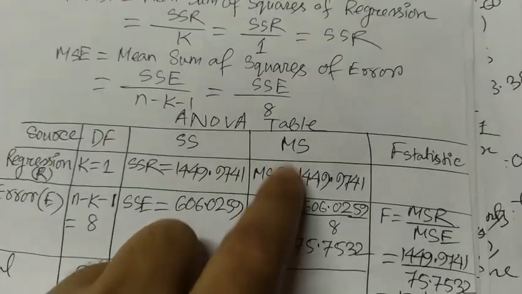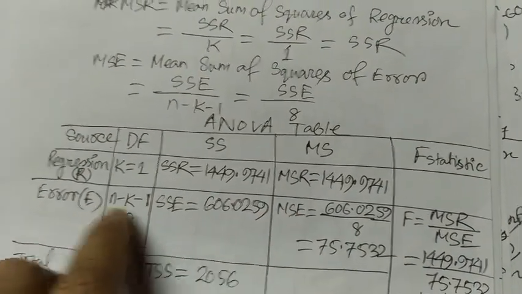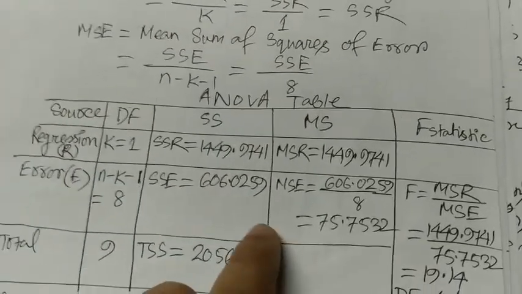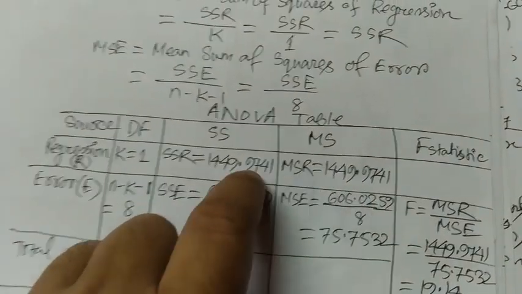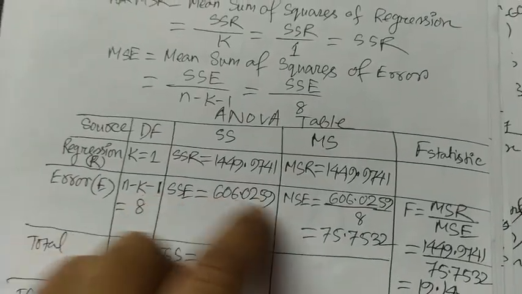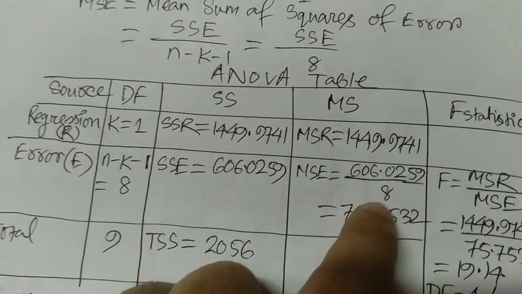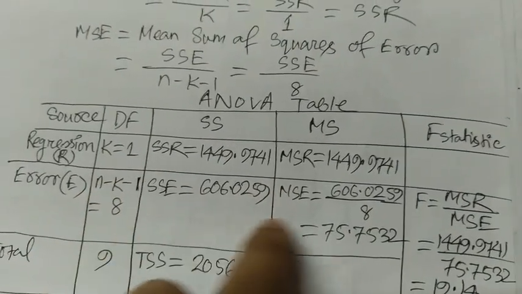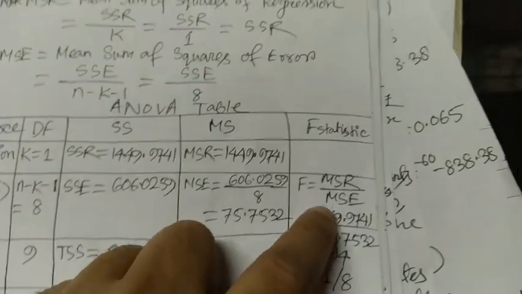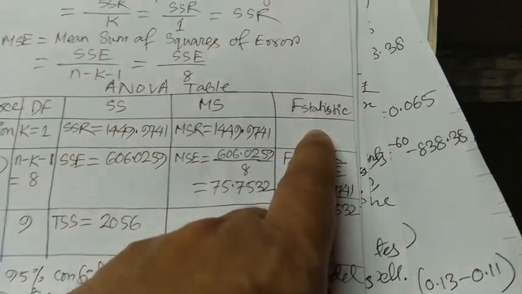Now this is the column for MS, and this is the row for E, so we will have MSE here. The formula for MSE is always SSE divided by the error degrees of freedom. That means 606.0259 divided by 8 gives this value. So now we will move to the final column, F statistic.